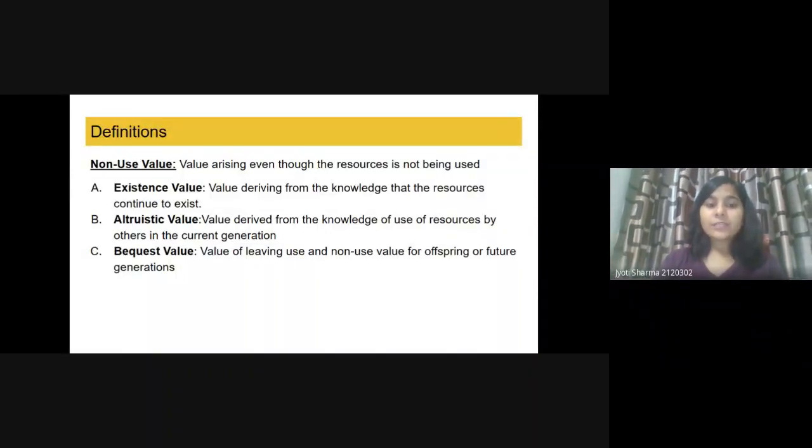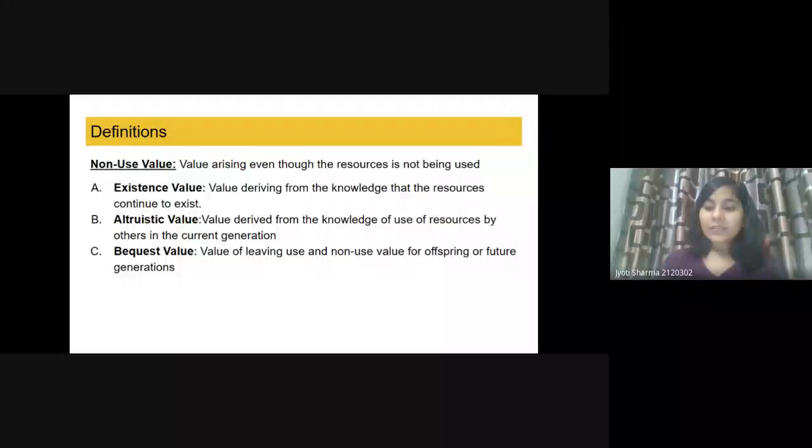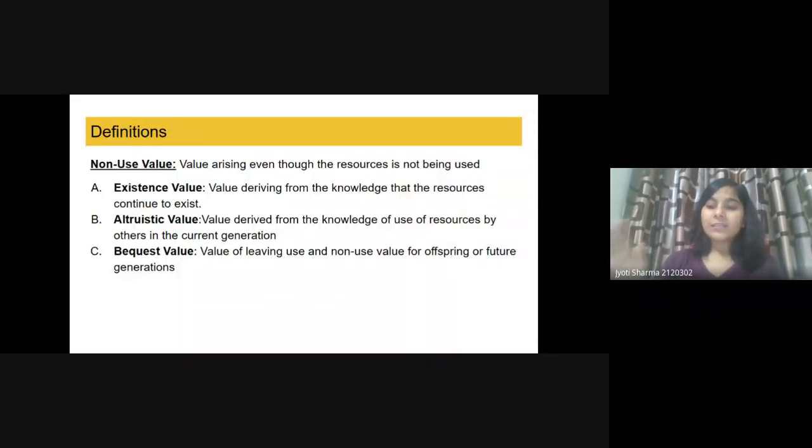Means you know that there are resources that you can use, and you know that these kinds of resources exist. Okay, so this will come under the existence value. Altruistic value means, sorry, altruistic means for the benefit of others.